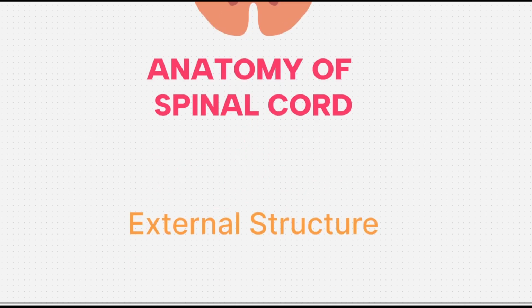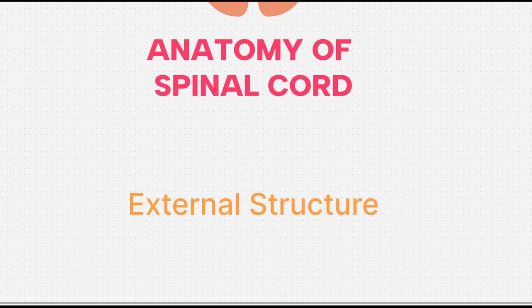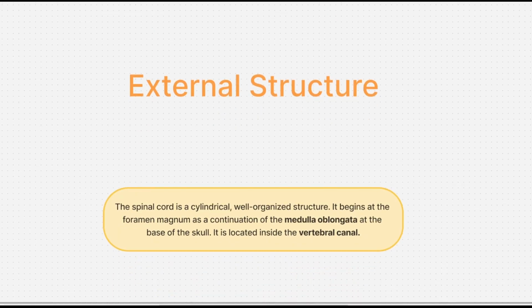So let's start with the external structure. First of all, the spinal cord is a cylindrical, well-organized structure. It begins at the foramen magnum as a continuation of the medulla oblongata at the base of the skull. It is located inside the vertebral canal. Now, the foramen magnum is the main outlet of your skull, at the base of the skull, which all sorts of structures pass through, including the spinal cord.